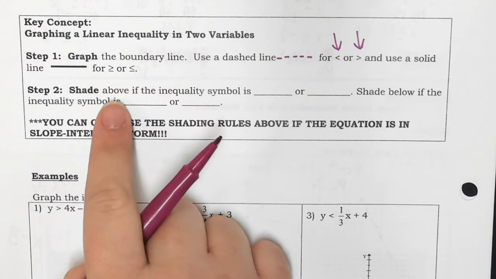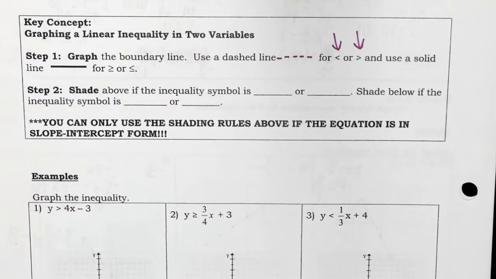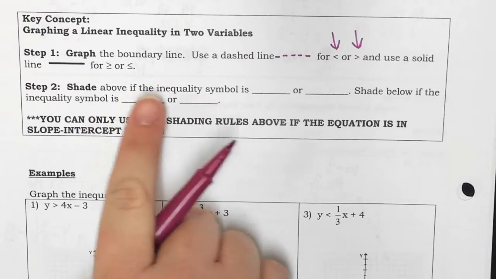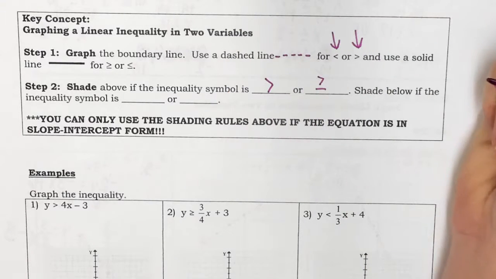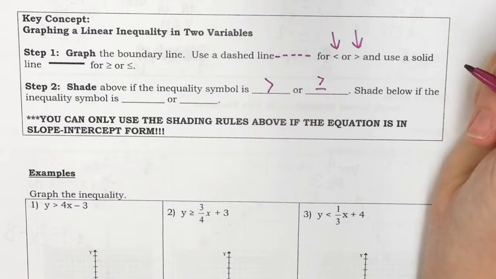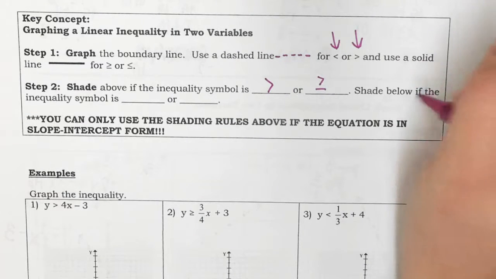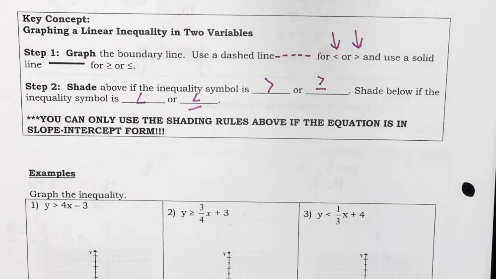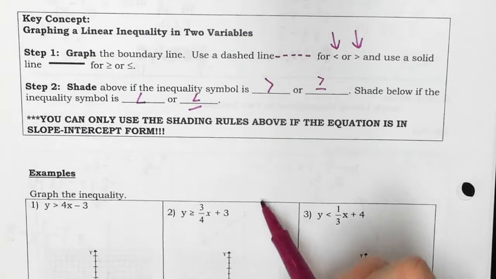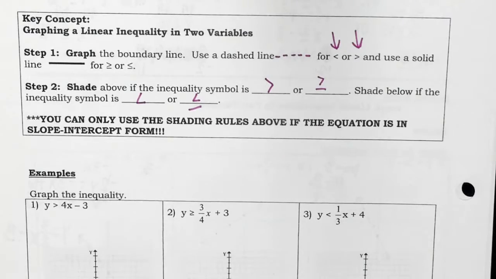Now you also have to shade above or below the line depending on what the solution is. So shade above the inequality if your sign is greater or equal. Shade below if the inequality symbol is less than or less than or equal. So if it's greater, we're going to shade above it because it's bigger. If it's less than, it's going to be little, so we're going to shade underneath it.